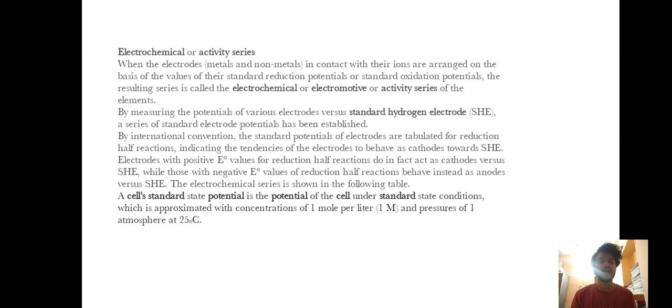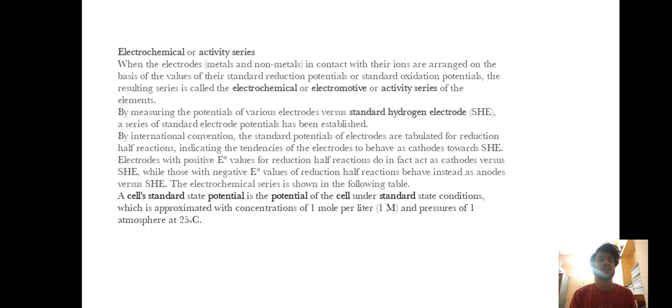the electrodes to behave as cathodes towards SHE, the standard hydrogen electrode. Electrodes with positive E0 values for the reduction half reaction do in fact act as cathodes versus the standard hydrogen electrode, while those with negative E0 values for the reduction half reactions behave instead as anodes versus the standard hydrogen electrode. The electrochemical series is shown in the following table.